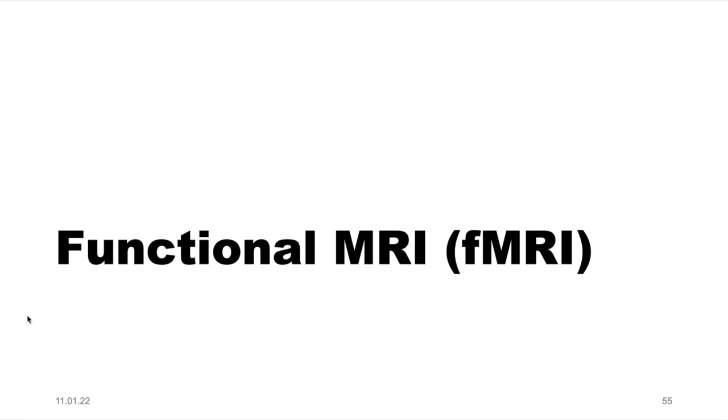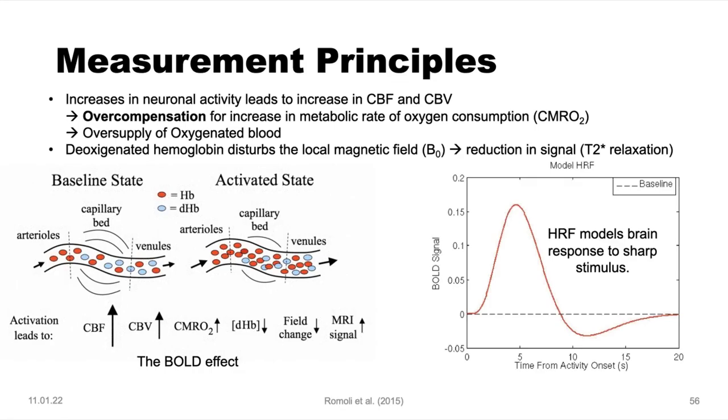We finished up last week with the basics of diffusion-related imaging, and now we are at the stage of functional MRI. Just for a quick overview of the measurement principles, because it's quite an indirect measure of brain activity. The cool thing is it's non-invasive, but one has to make some assumptions about what happens in the brain and what we can measure.